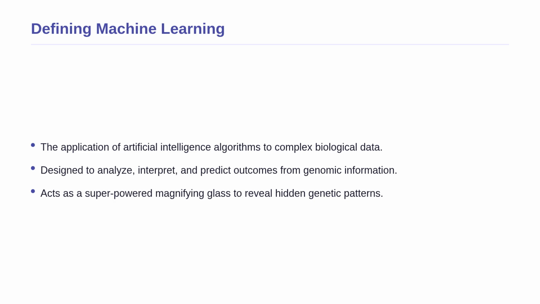Following the realization that manual analysis is impossible, we arrive at our core subject. In the academic world, machine learning in bioinformatics is defined as the application of artificial intelligence algorithms to analyze, interpret, and predict outcomes from complex biological data. Think of it as a super-powered magnifying glass that can instantly scan millions of biological puzzle pieces to find hidden patterns. Instead of relying on human intuition, we use advanced mathematics to uncover the statistical realities hidden deep within our DNA.